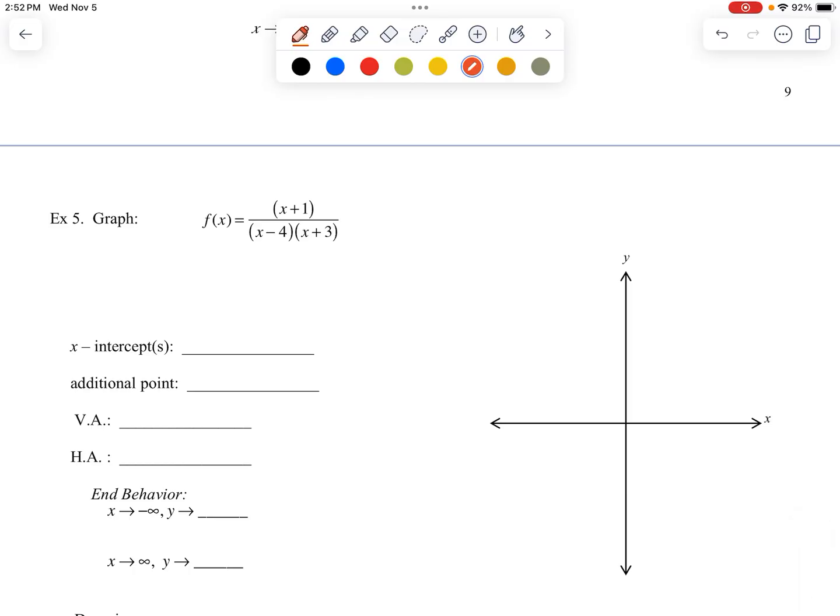Okay. All right, so for this one, the x-intercept is hiding in the numerator. So the opposite of plus 1 would be negative 1.